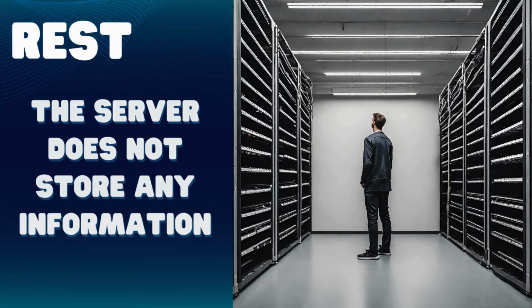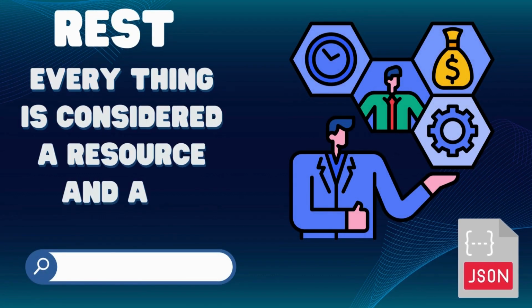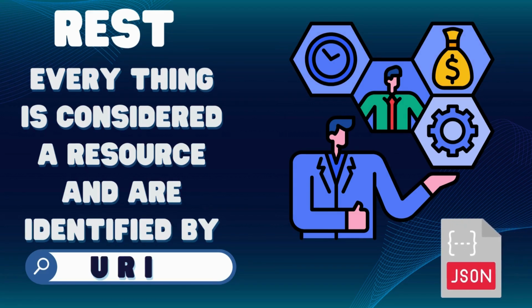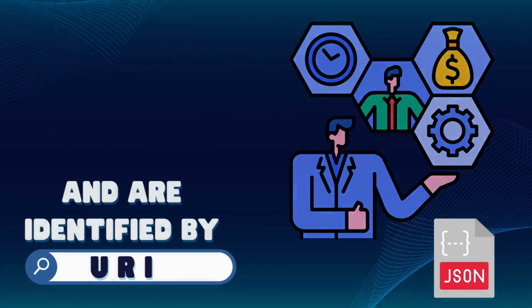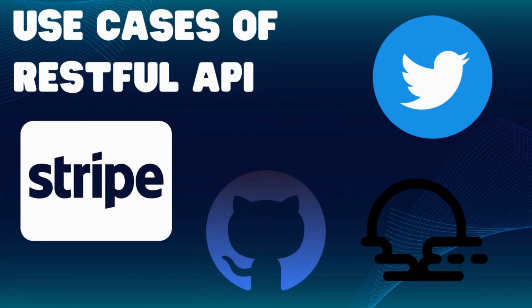REST is a uniform and standardized interface. Everything is considered a resource, and each resource is uniquely identified by a uniform resource identifier. They are simple and scalable. There are many services which use RESTful APIs like Twitter API, GitHub API, OpenWeatherMap, etc.